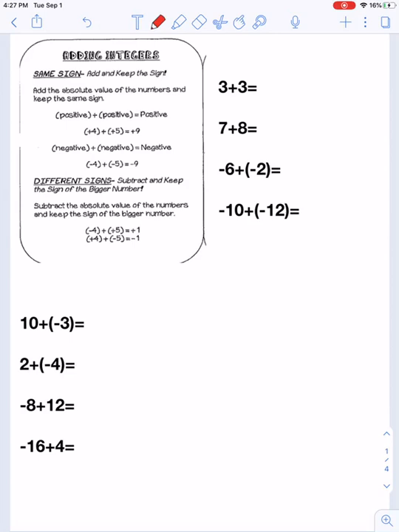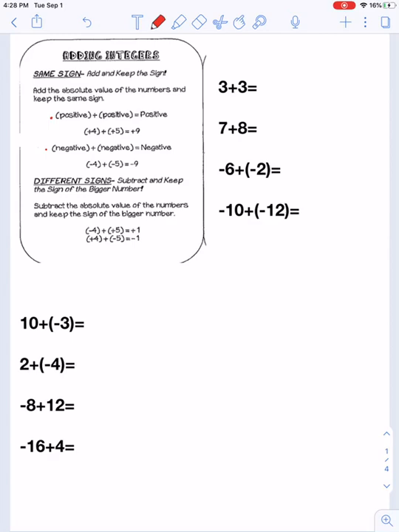So we know if we're adding integers with the same sign, we have to add and keep the sign. So we know a positive plus a positive equals a positive. We know a negative plus a negative is a negative. Okay, so if we're adding numbers with the same sign, we have to figure out what sign it is, and then our answer will be that sign.